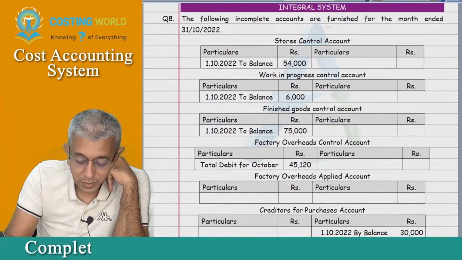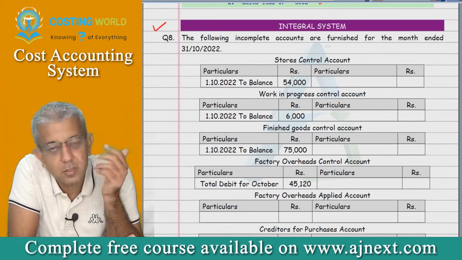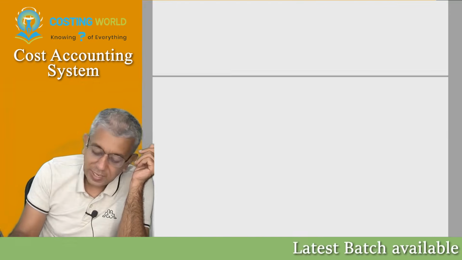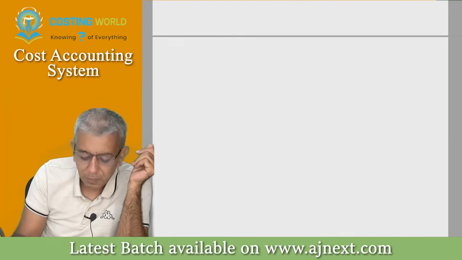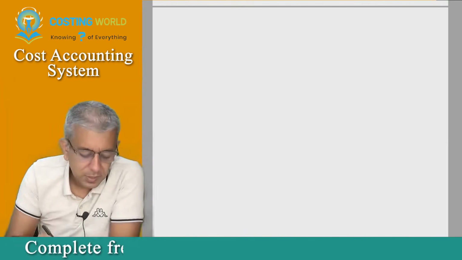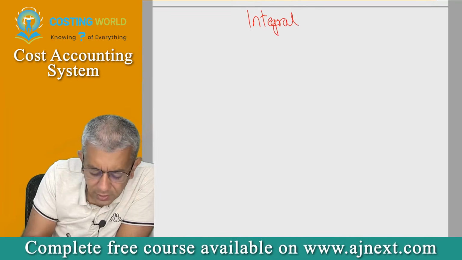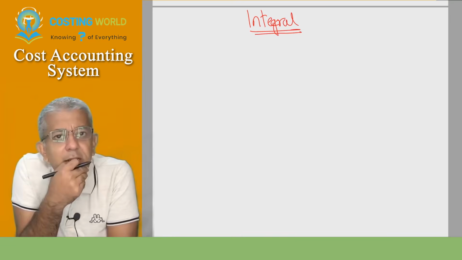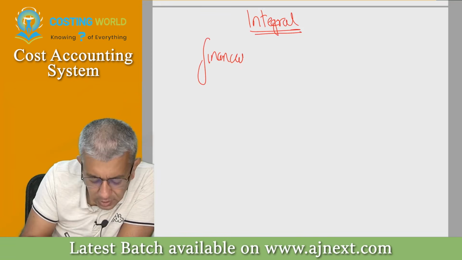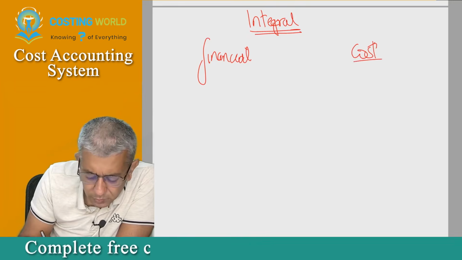Okay, listen. Now see, from yesterday, whatever we all are doing, that is the non-integral system. Now we are going to be shifting to the integral system. Now, what does integral system mean? It's a very simple concept and should not take much time for us. Yesterday, when I introduced this chapter, I started in this manner: in India, financial accounts are compulsory. Cost accounts is optional.